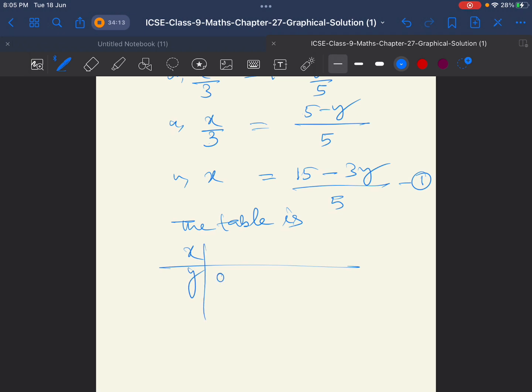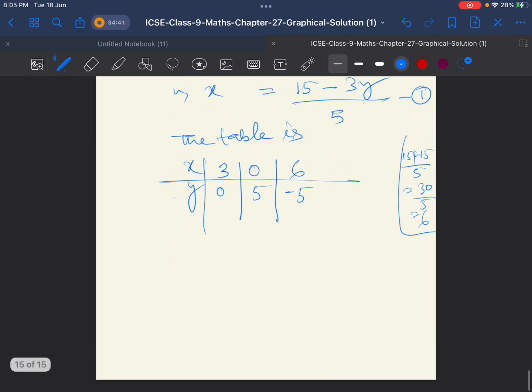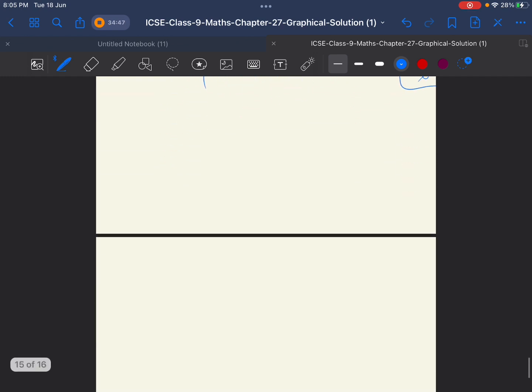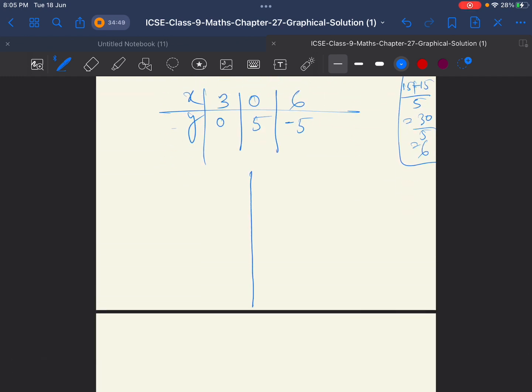The table is x y, so put y equals to 0, then x is 3, y equals to 5, then x is 0, y equals to minus 5, so plus 15 by 5, 30 by 5, so this is 6. So minus 5, when y equals to minus 5, x is 6. Okay, now we draw a graph.